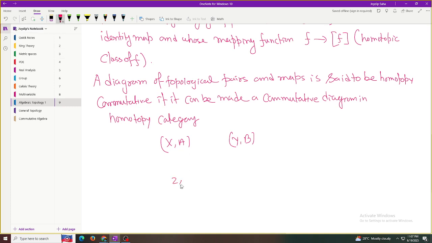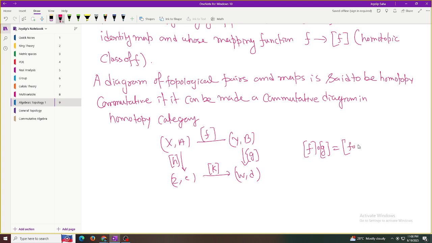So suppose Z, W, D, all are pairs. Suppose F class, G class, H class, and K class. Okay, so you know that F class compose G class is equal to F compose G class.